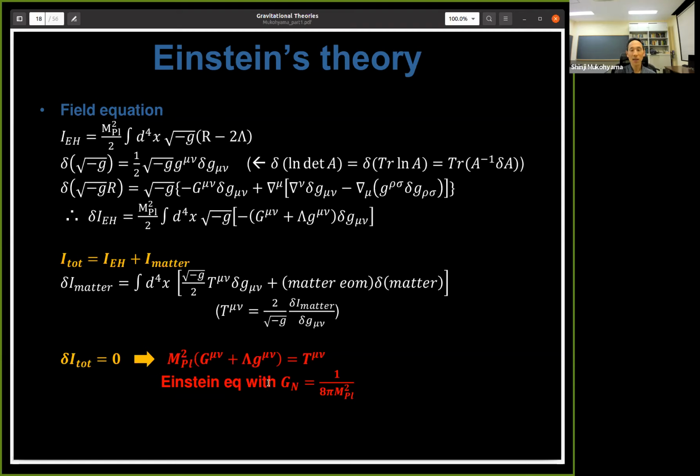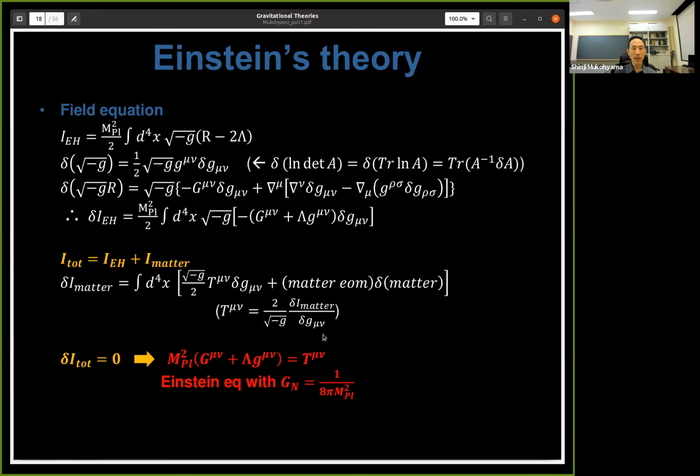I think most of you are familiar with this. Here G_mu nu, and this M Planck squared was introduced here, but this is related to the familiar Newton's constant in this way. By the way, T_mu nu is the stress-energy tensor of the matter fields, which comes from the variation of the matter action, defined in this way.